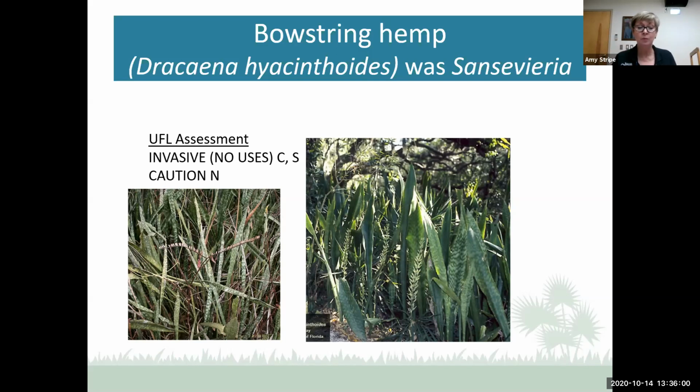Any part of the plant will root, by the way. So even if you were pruning it back, if you by accident left a piece of the root or a piece of the leaf behind, that will root and it will be coming back on you again. So that's what makes this particularly tough.